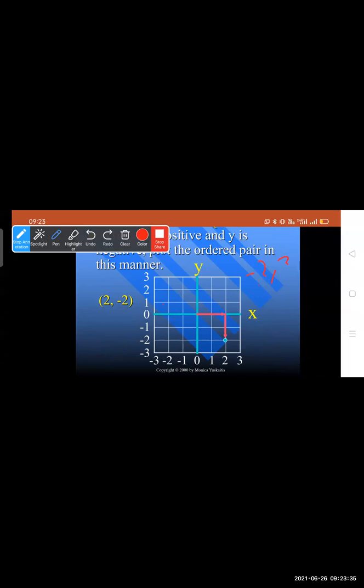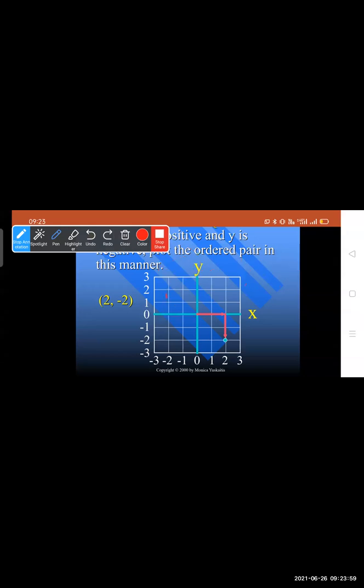If you have point (-2, 3). Okay, so -2, we take -2 here. This one is -1, -2. And then 3. So 3 is positive, so we move upward. So we get (-2, 3). So this point lies in second quadrant.